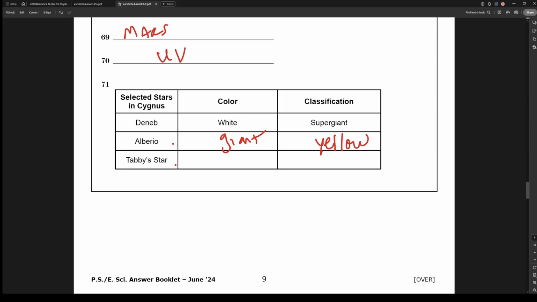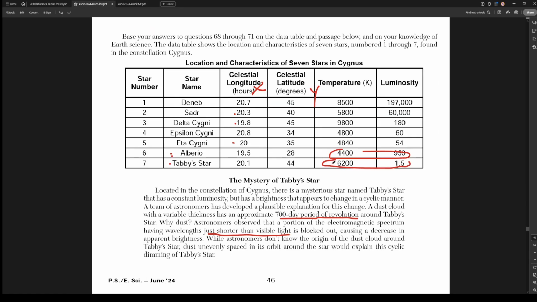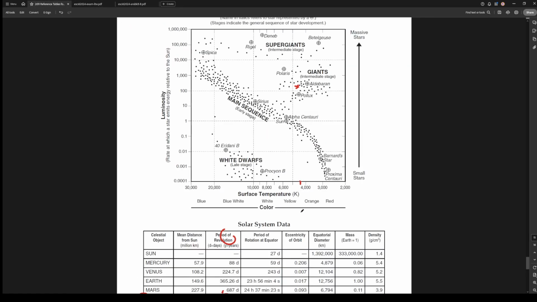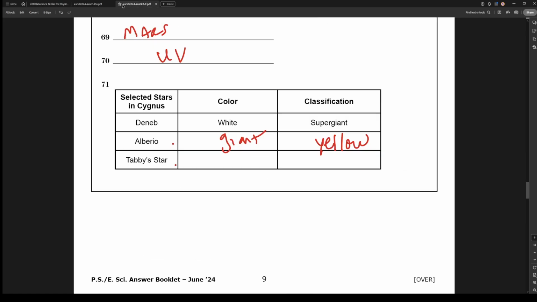And then Tabby star is going to be 6,200 and 1.5. 6,200 right here, and 1.5 is a little bit here. Main sequence, and it's going to be like yellow or yellow-white. I'll write yellow again. I don't know if it's taking yellow-white.